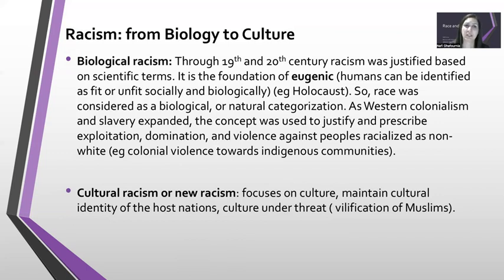There's a discussion about the basis of race. Based on that, we have two different kinds of racism: biological racism and cultural racism. Historically, through the 19th and 20th centuries, racism was justified in scientific terms. It was the foundation of eugenics, a term used to claim that humans can be identified as fit or unfit socially and biologically. So it was a justification to destroy humans based on this. A good example is the Holocaust.